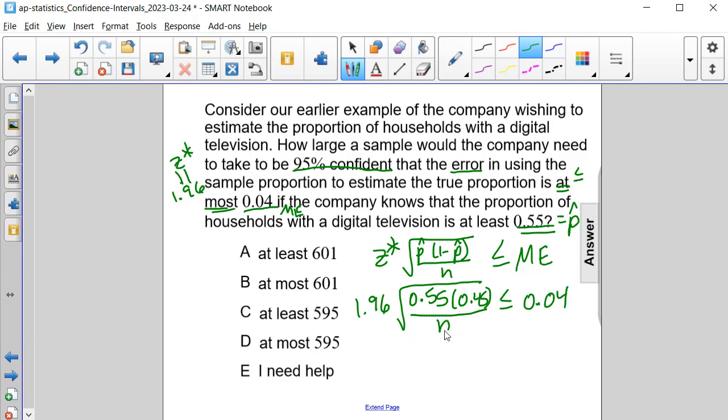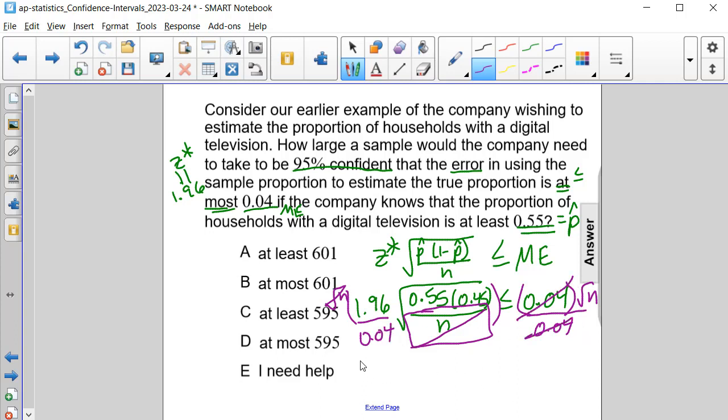Now what we can do is multiply both sides by the square root of n. That will cancel this part of the fraction out on the left side, and we can also divide both sides by 4/100ths to move that to the other side. So now we have 1.96 divided by 4/100ths times the square root of 55/100ths times 45/100ths, and that's less than or equal to the square root of n.